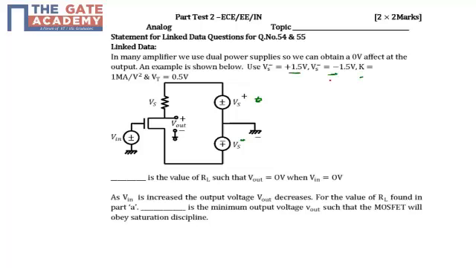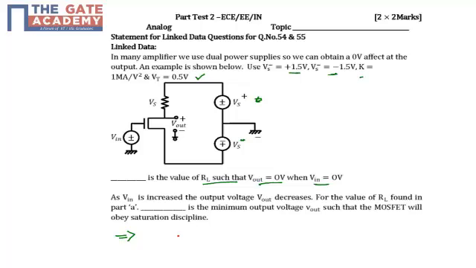K is given as 1 milliamp per volt squared, and the threshold voltage of the MOS is 0.5 volt. There is one input source connected across the gate. In the first problem, the question says to find the value of RL such that the output should be 0 for input equal to 0. We need to find RL under the condition that if our input is 0, my output should be 0. So first examine in which region this transistor is working.